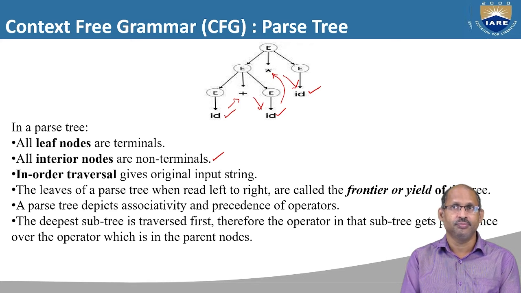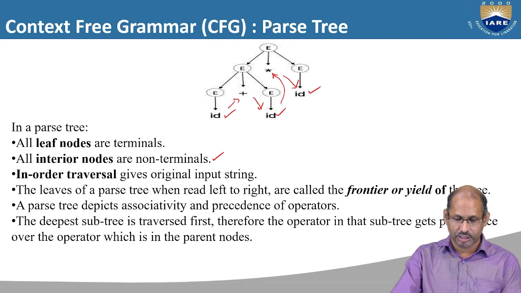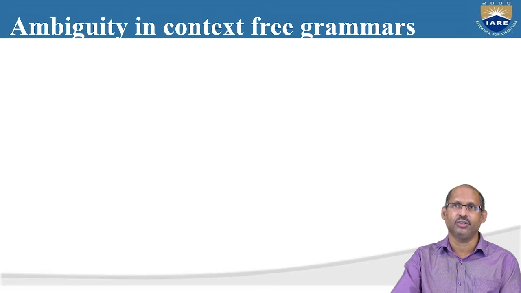So here the deepest subtree is traversed first. Therefore, the operator in the subtree gets precedence over the operator in the parent nodes.